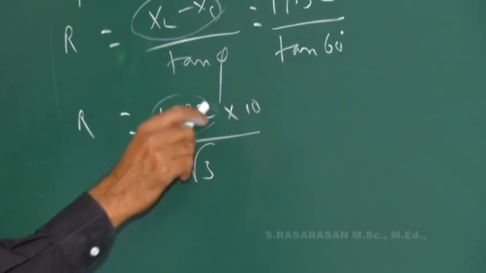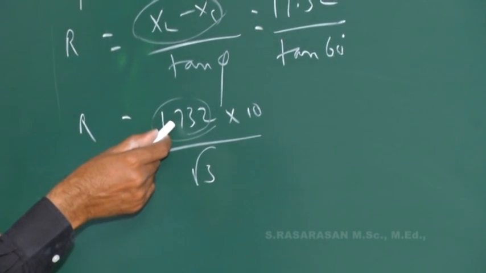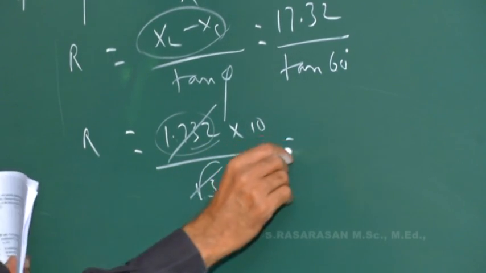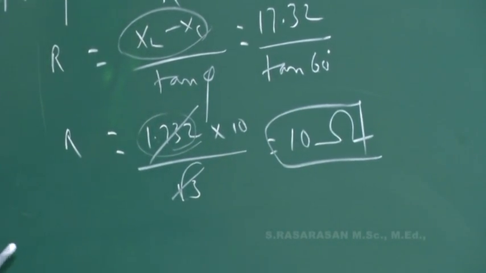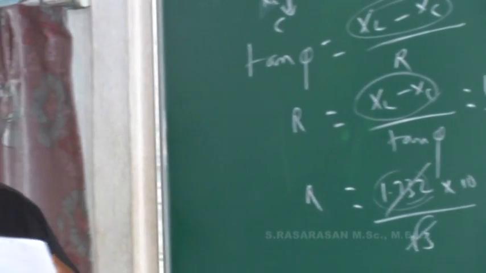What is 1.732? Root 3. Root 3 தான் எப்படி எழுதிருக்குது? 1.732. இந்த root 3, 1.732 எழுதி cancel பண்ணுறேன். So what is the answer for the problem? 10 ohm. What is the resistance of the circuit? It is resistance of the circuit 10 ohm.